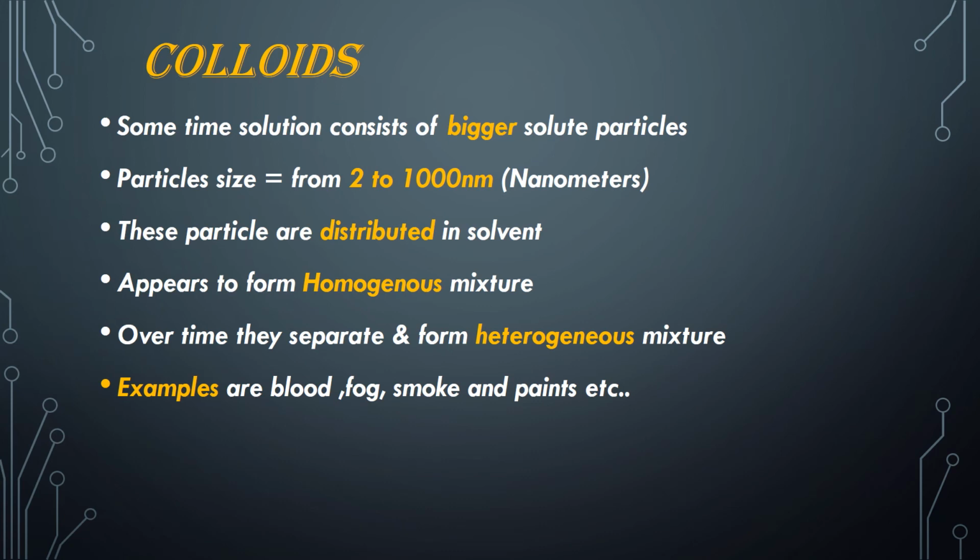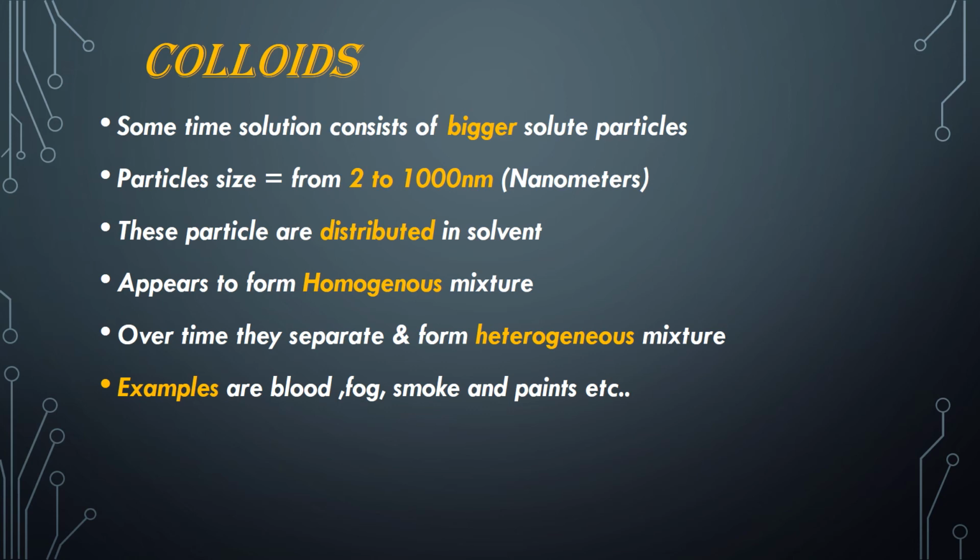Sometimes a solution consists of bigger solute particles. Colloids have solute particles bigger than a solution. In a solution the particles are very small. They are totally mixed in the solvent. But here in colloids, the solute particles are a little bit bigger. Their size is from 2 to 100 nanometers. You can say the solute particle size in colloids is from 2 to 100 nanometers.